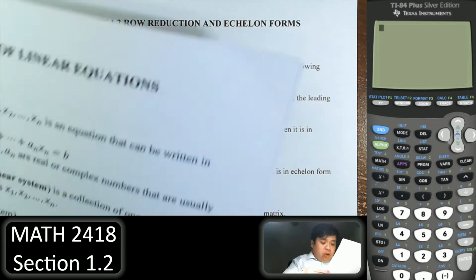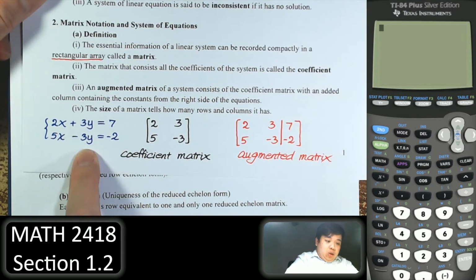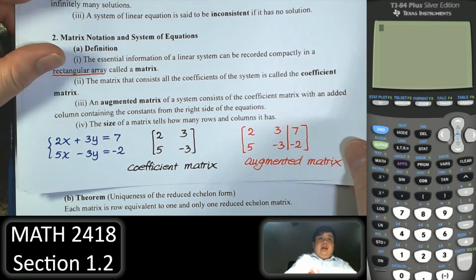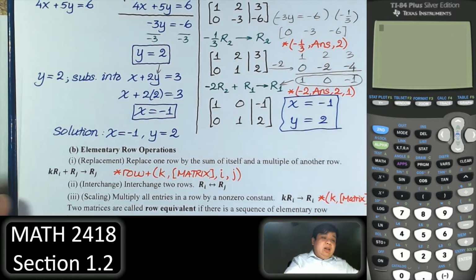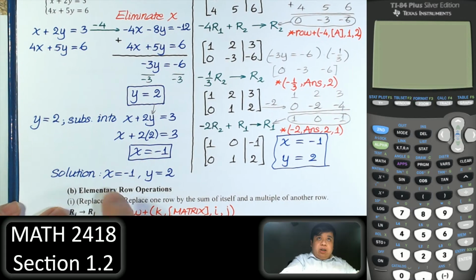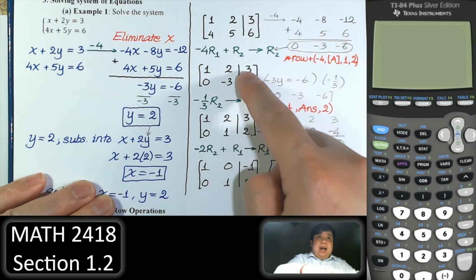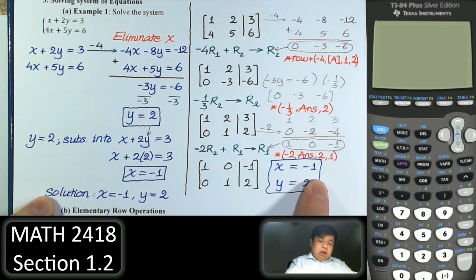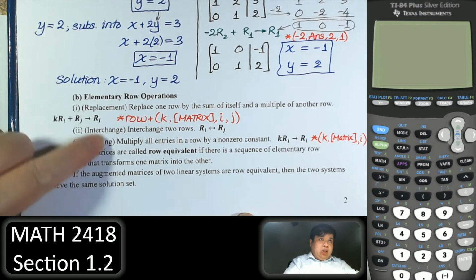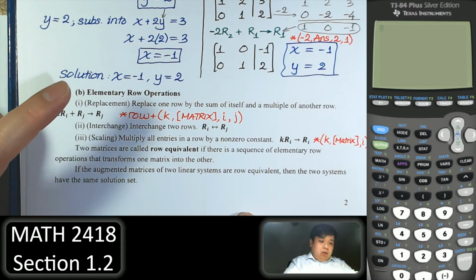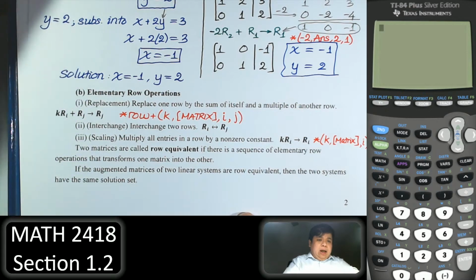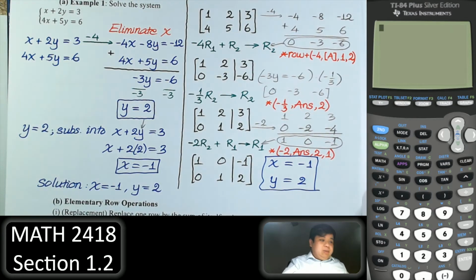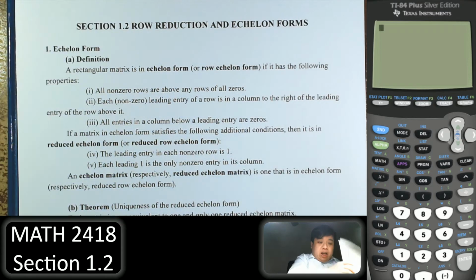From the previous section, we learned that we can associate a system of equations with the augmented matrix. We also learned that to solve the system of equations, we can keep it in matrix form and do some operations to turn it into a matrix in this form, and that is the solution. These are the operations that we can use. Those are the elementary row operations. But in the previous section, we did not learn how to go from that matrix to that matrix. And that's what we learn in this section.